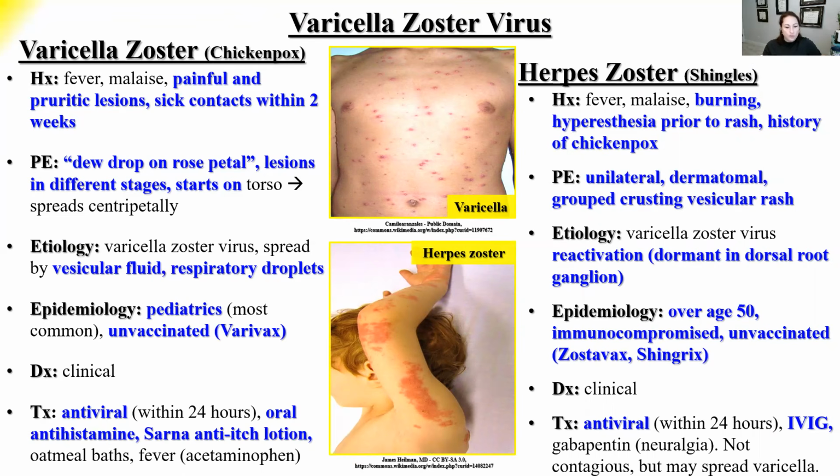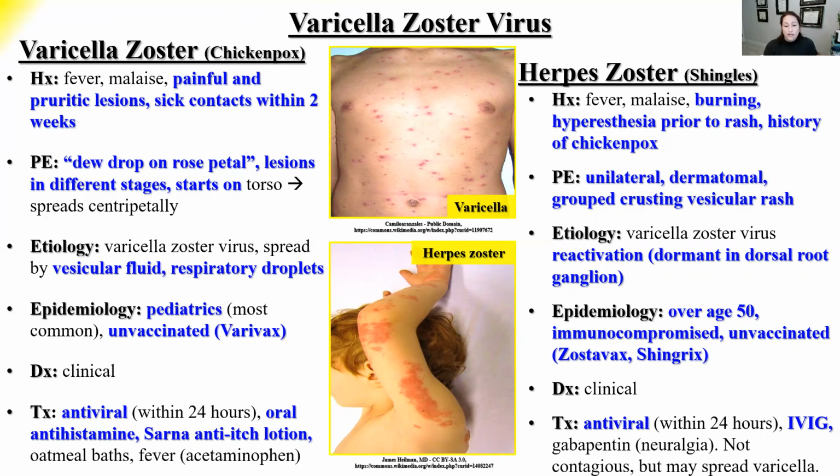Let's move on to shingles, which is the bottom picture here. This has a very specific physical exam finding. This one starts with fever, malaise, burning hyperesthesia. The skin is very, very hypersensitive in that area prior to the onset of the rash. And they have to have a history of chickenpox because this is the reactivation of the chickenpox virus. Unilateral, dermatomal, grouped crusting vesicular rash. Those words are all important in the descriptor there.